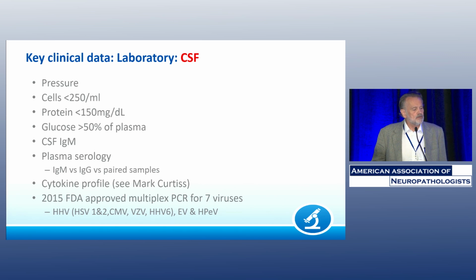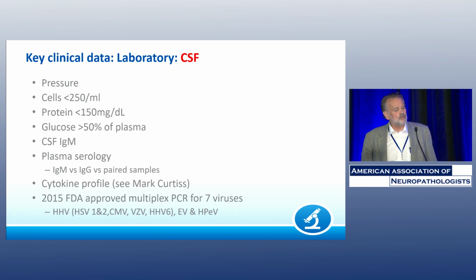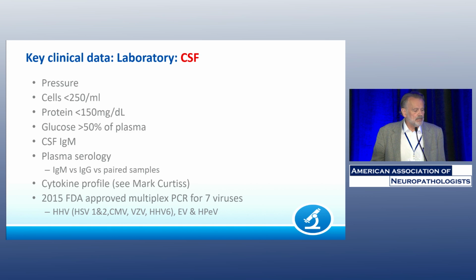You're probably dealing with a different type of infectious agent, and that's also true with protein levels. If the protein is above 150 milligrams per deciliter, then you're probably talking about a different type of infection and not a viral infection. Glucose tends to be maintained with most viral meningitides and encephalitides, and therefore if it's depressed, again, it makes you look elsewhere for causative organisms.